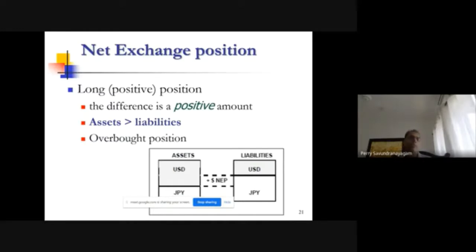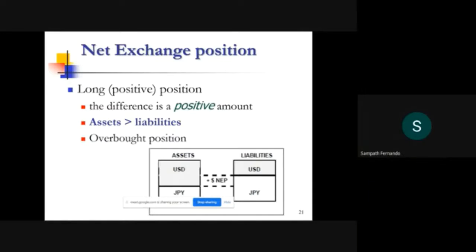And somebody says, okay, what's the dollar position? I'm long dollars to 2 million. What it means is you have given out your rupees, and from a net assets and liability perspective, you are positive on your dollars over your rupees. Are you okay with that, or any questions?